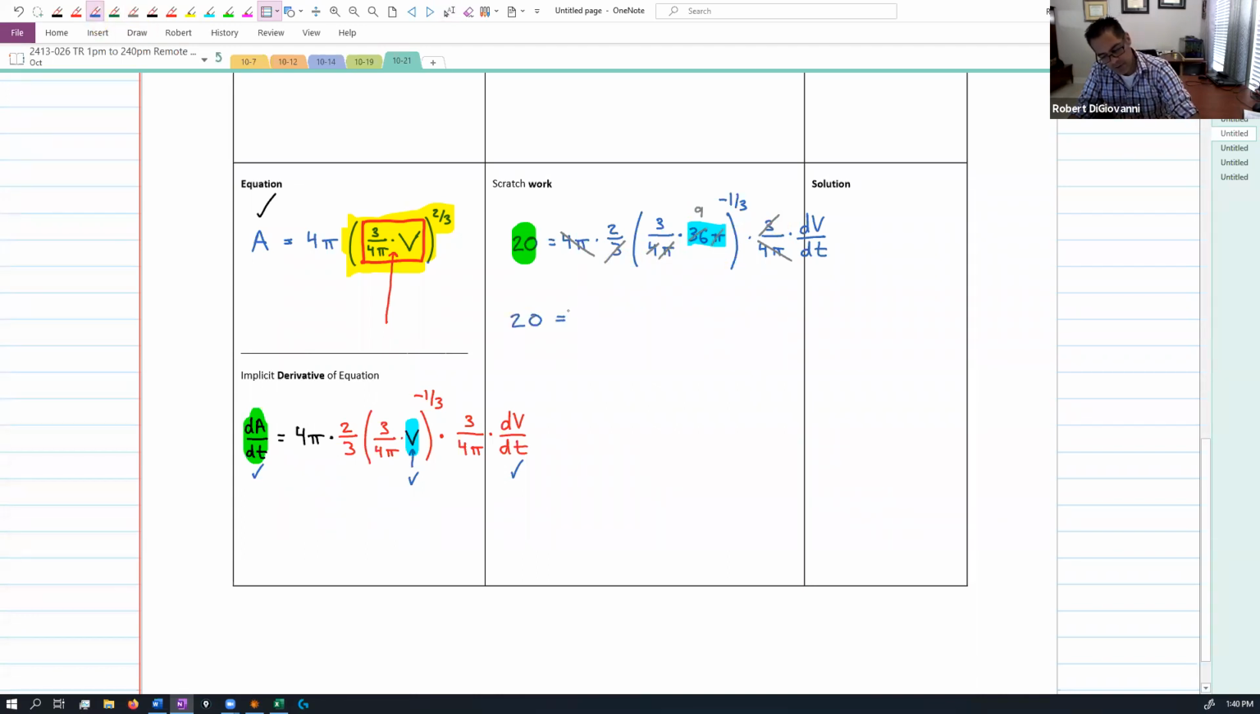20 equals, let's see, the only thing I have left in front here is a 2. And then what's in the parentheses? 27, right? 3 times 9, 27 to the negative 1/3. And then over on the back, the only thing left is dV/dt.